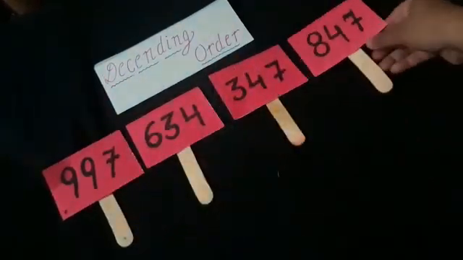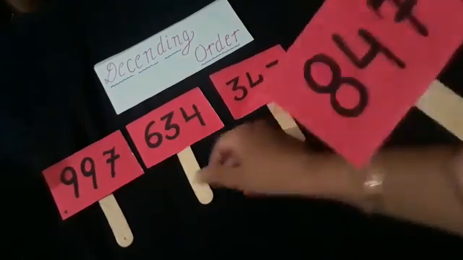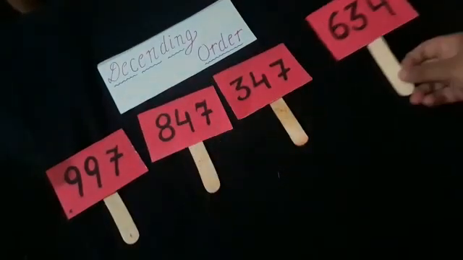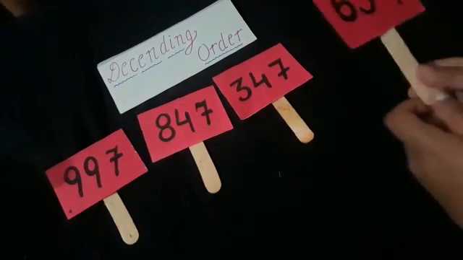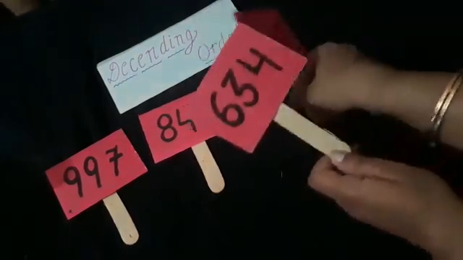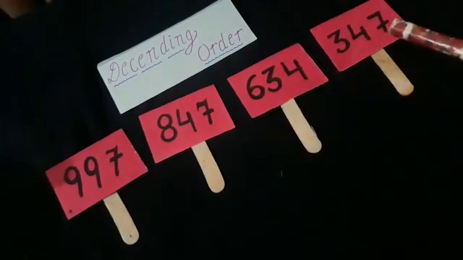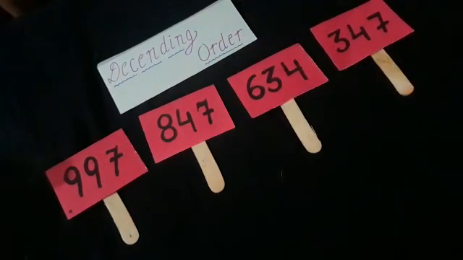And after this we have 847. So we will keep it here. And then at hundreds place we have 634. So it will come here. And the smallest number we have is 347. Now again we have arranged the flashcards in descending order.